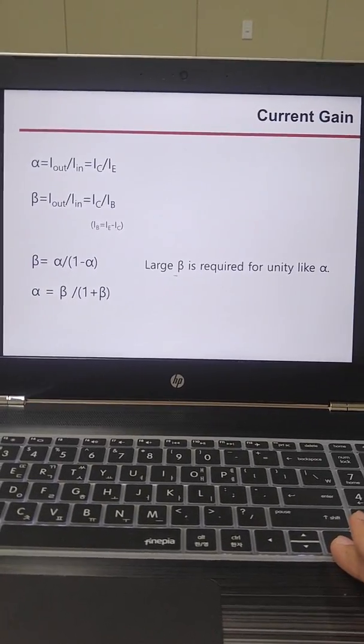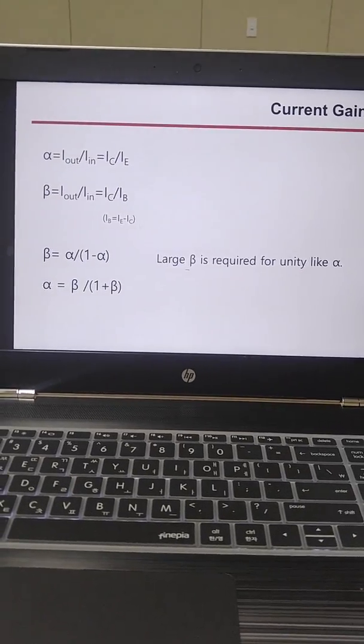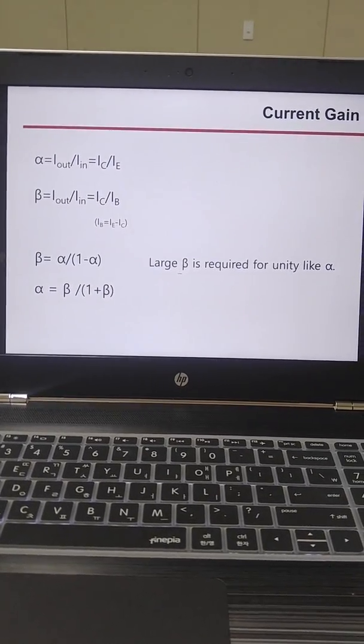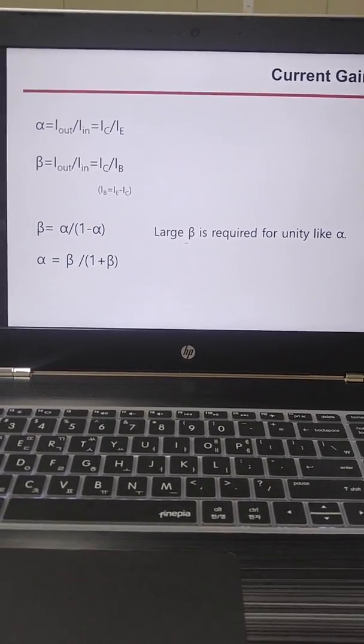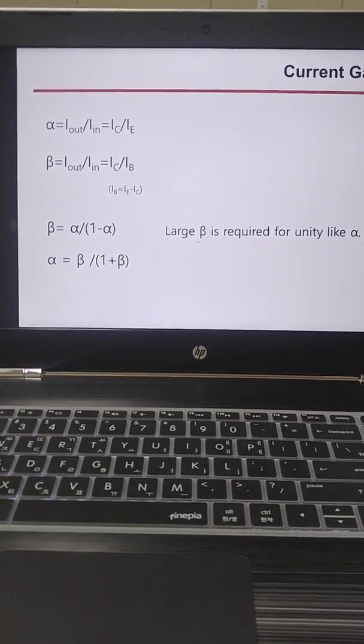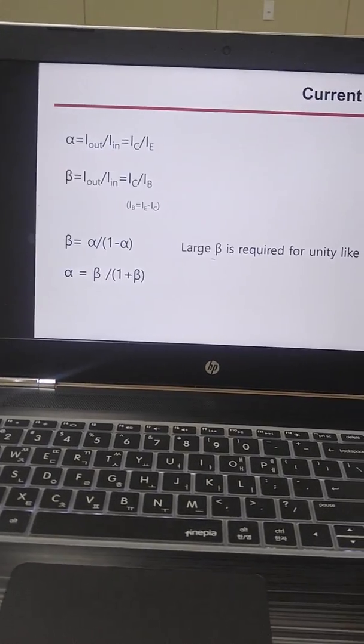And these are the equations for how we get each gain by using alpha and beta, emitter current, collector current, and base current.